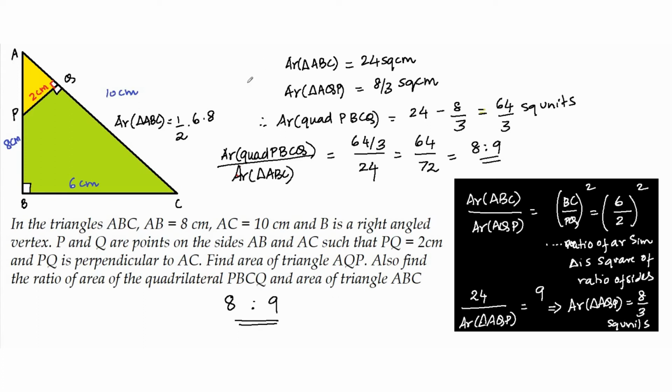There's another way of viewing this. If you consider the complete area as A, and we know that triangle APQ has been shrunk by 3 times, that is, we saw that BC upon PQ, the ratio of their corresponding sides, was 3:1. So because the corresponding sides are 3:1, if the yellow triangle APQ's area is A, then the area of the complete triangle ABC is going to be 9 times A, right?